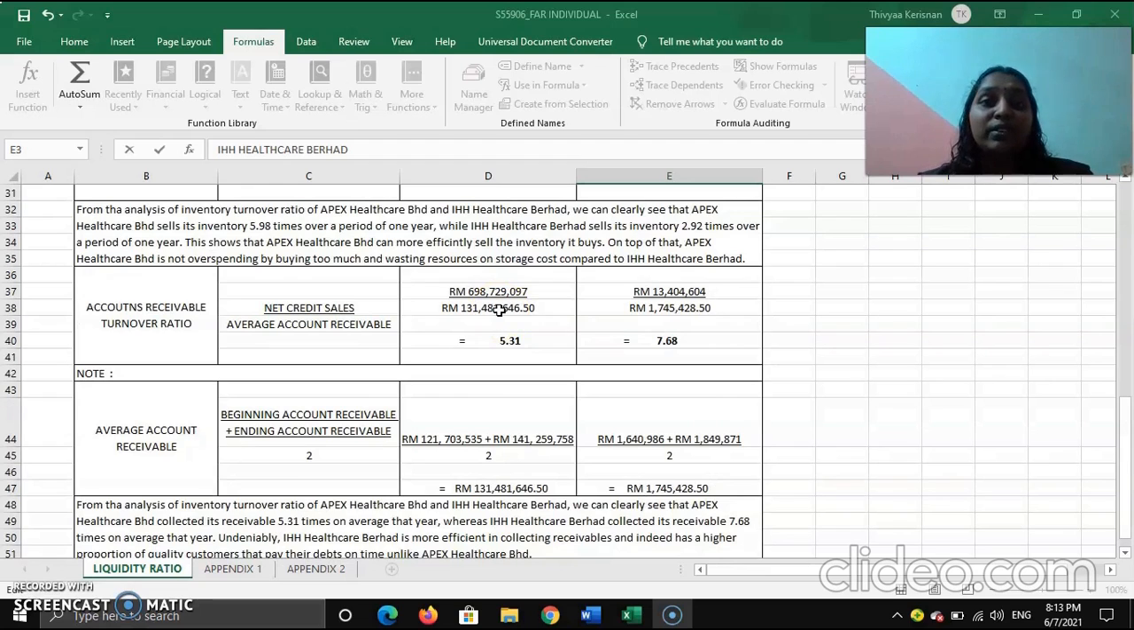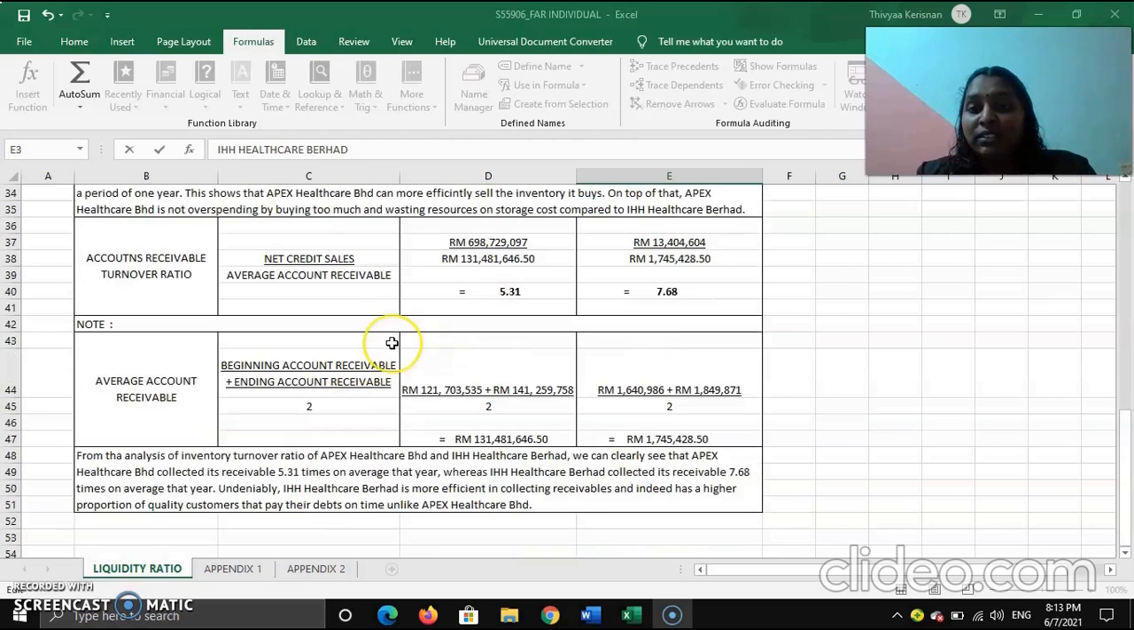Lastly, account receivable turnover. The receivable turnover ratio measures the efficiency with which a company collects on its receivables or the credit it extends to customers. The ratio also measures how many times a company's receivables are converted to cash in a period. The formula for account receivable turnover ratio is net credit sales divided by average account receivable.